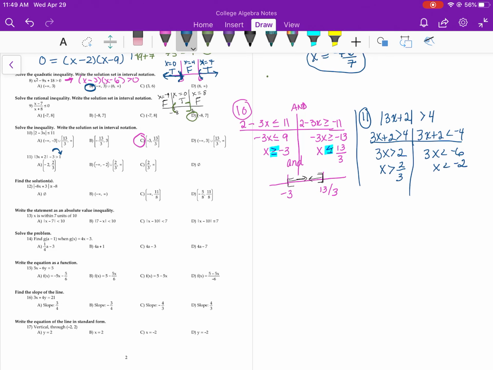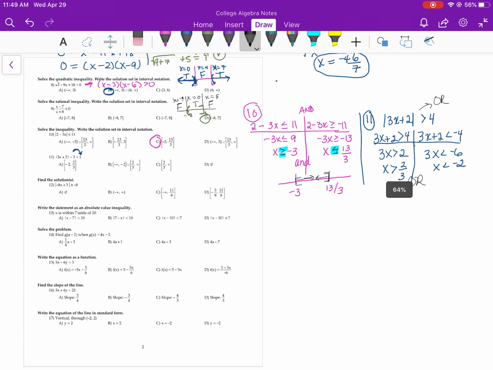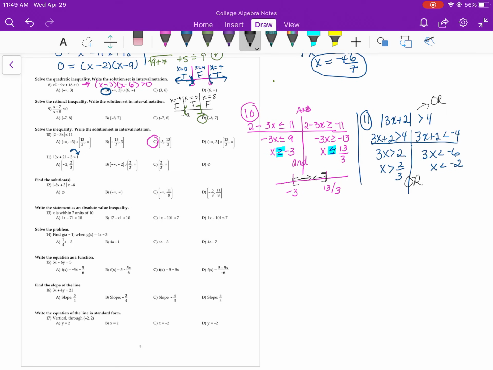Okay, this one started off with a greater than, so that's the word or. So I'm graphing numbers that are greater than 2/3 or less than negative 2. So greater than 2/3 is 2/3 to infinity, less than negative 2. So I'm looking for those two sets. I can also graph that on a number line, get the same result.